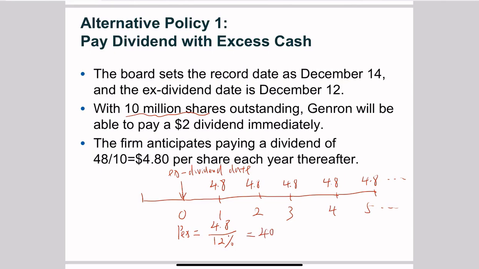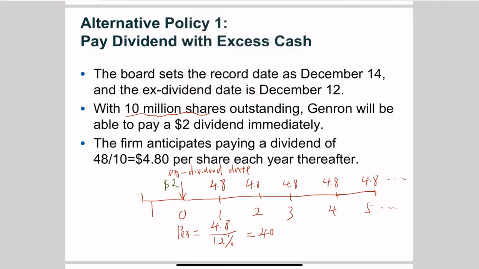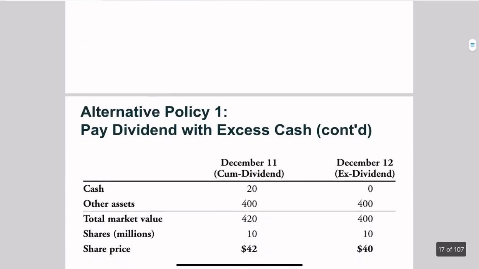And then the firm will have a $2 dividend. So obviously the firm's share price before paying out this $2 dividend would be 40 plus 2. So it's 42, right? So our result is if the firm pays out dividend, then its share price will reduce exactly by the same amount as the dividend, right? Okay.